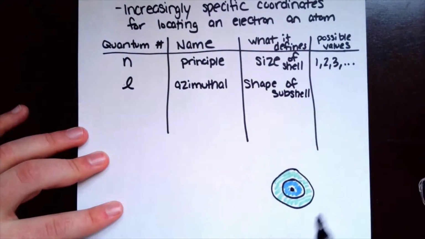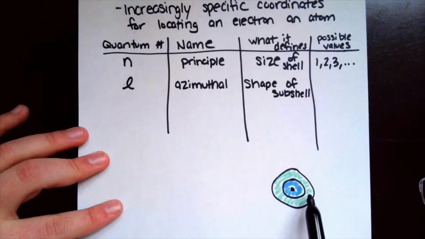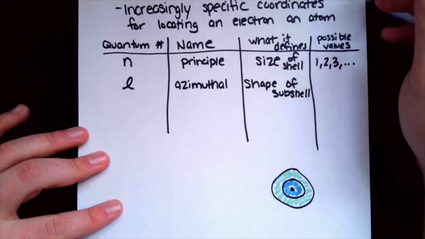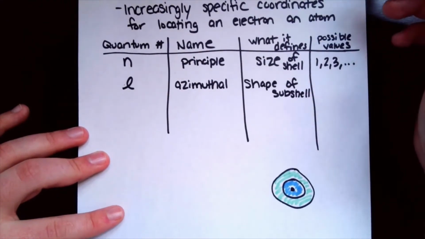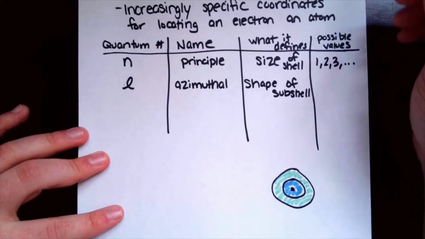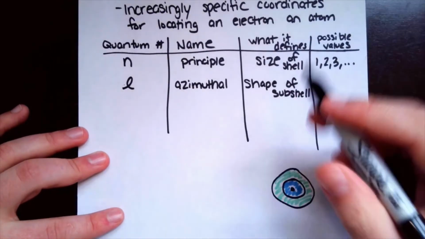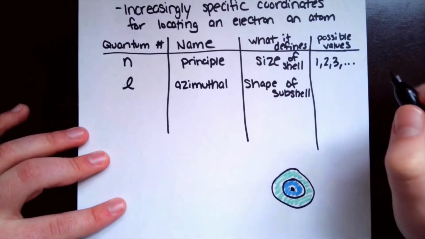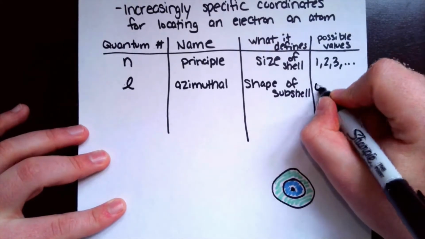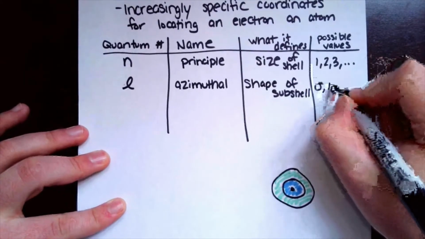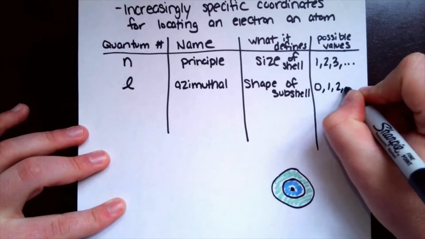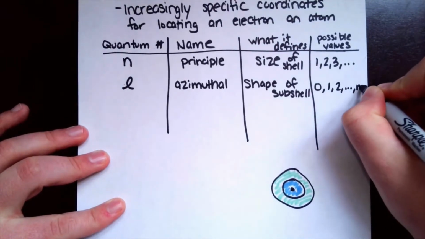So what does that mean? Within each of these shells, there are different subshells, and different subshells have different shapes. So let me finish this chart. So the possible values, it can be 0 is the lowest value, and then from that it goes to every whole number all the way up to n minus 1.